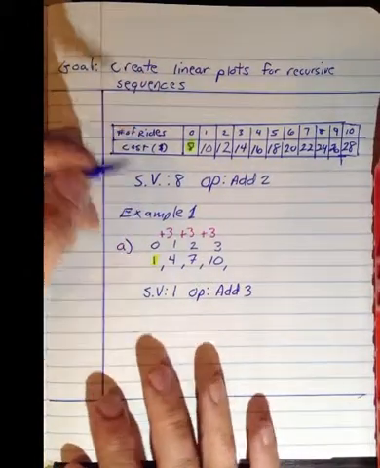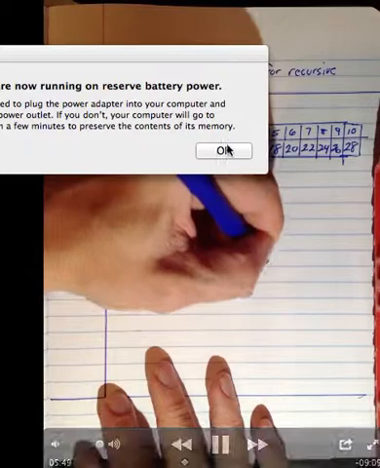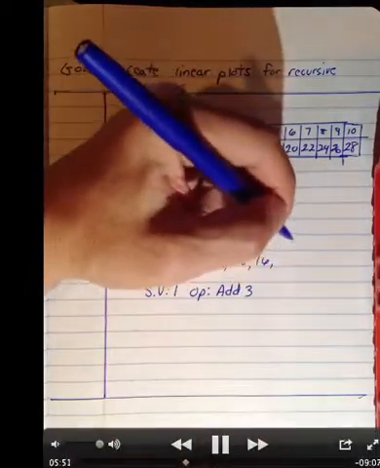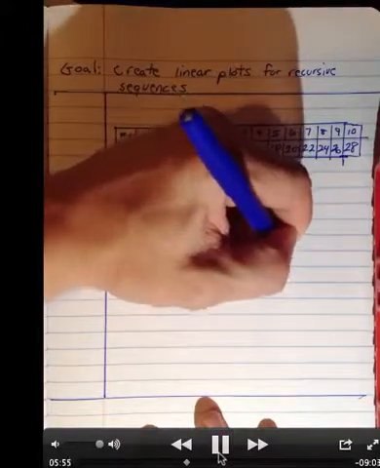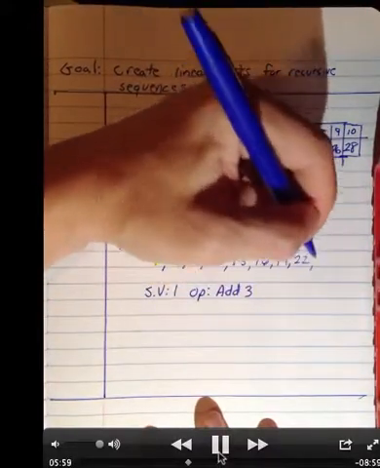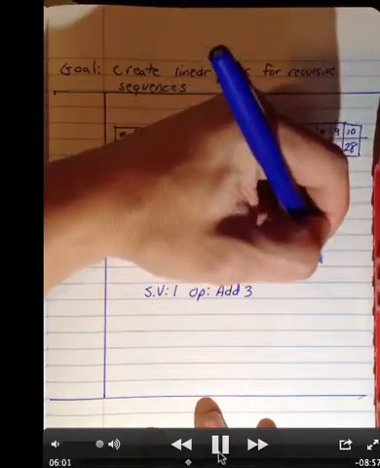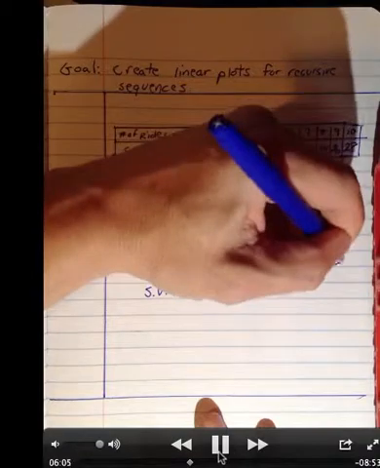You can think of the 0, 1, 2, 3 as how many times we've done the operation. How many times we've added 3 to our start value. And once we get to a good stopping point, and I'll explain that a little bit better.